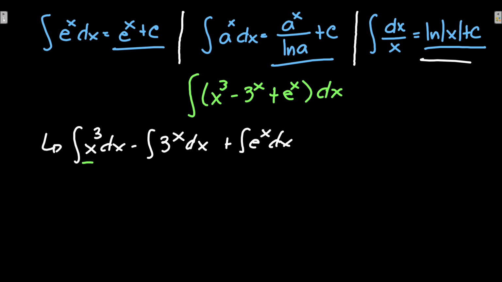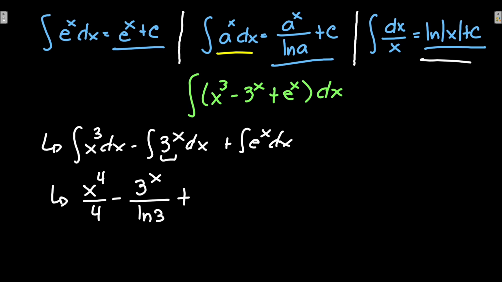And now, take the integral of each. The integral of x cubed would be x to the power of 4 over 4, minus the integral of 3 to the power of x, which is the second formula, would be equal to 3 to the power of x over the natural log of 3, plus the integral of e to the power of x, which is this. And so this is your final answer.